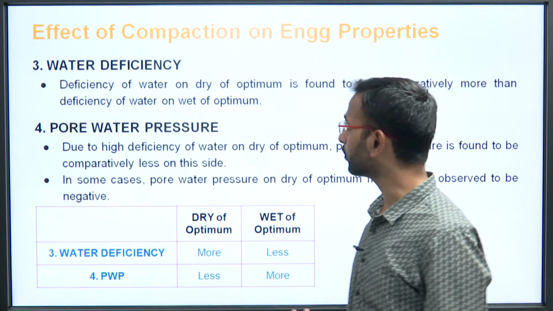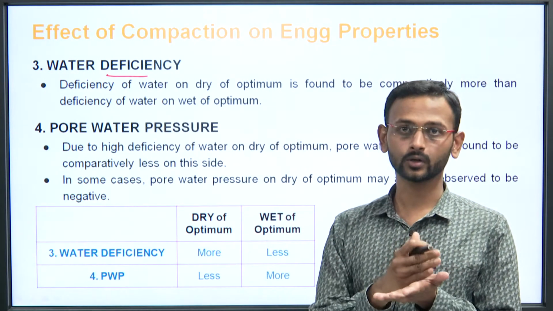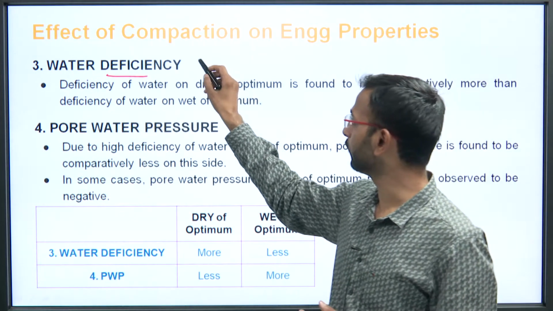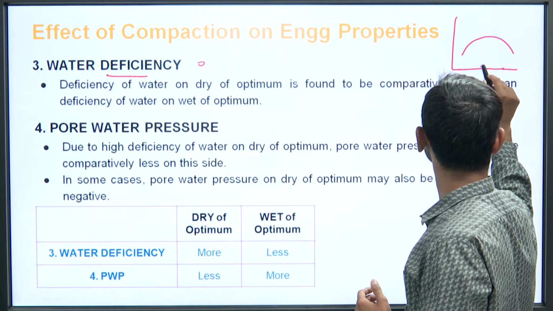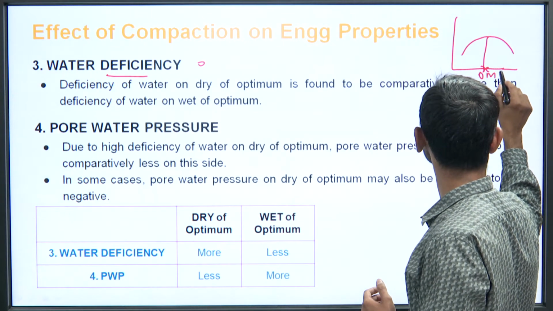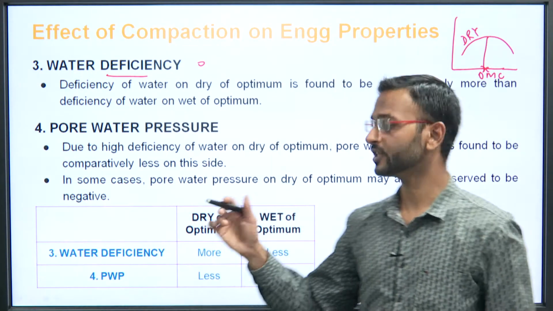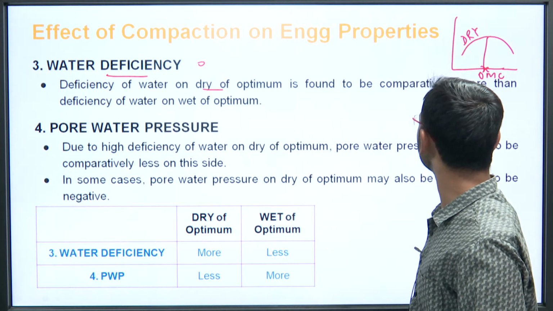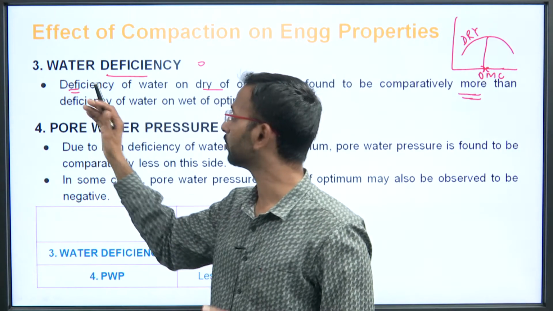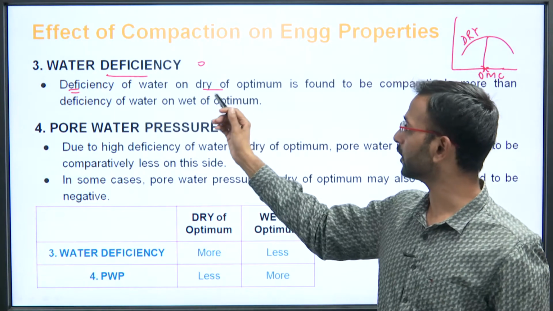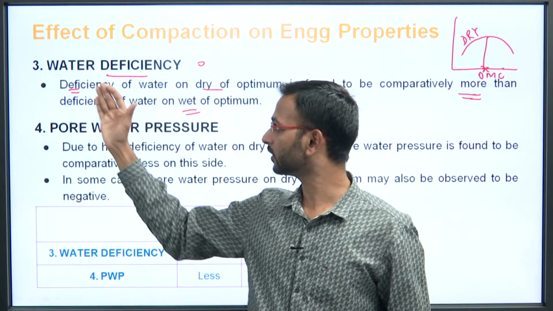contents. Now, see here, when you talk about this water deficiency, that is, water is somewhat less. You can easily, by common sense also, say that the water deficiency will be there on the dry side, because if we say this is the curve here and this is the OMC, optimum moisture content. So, what happens in the dry side? The water will be slightly lesser because water content is less. So, deficiency of the water on dry of optimum is found to be comparatively more, because deficiency means more water is lacking. So, on the dry of optimum the deficiency will be slightly more than on the wet of optimum. So, we can easily say this point.